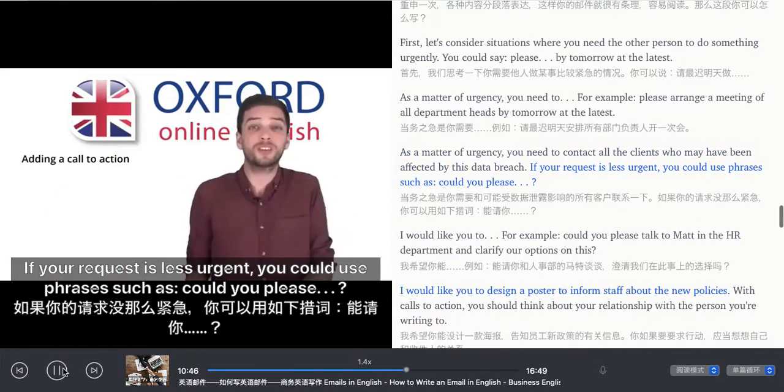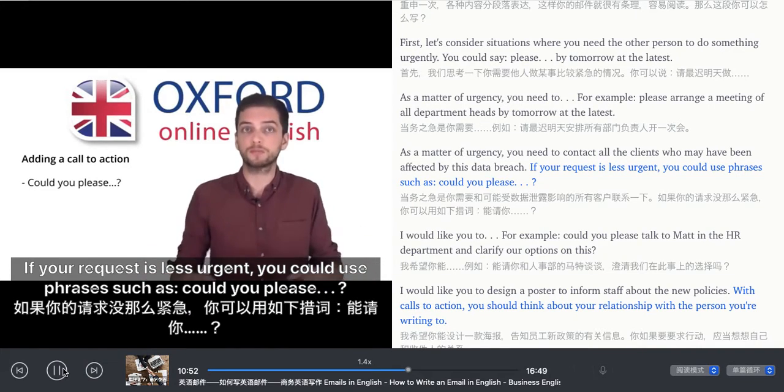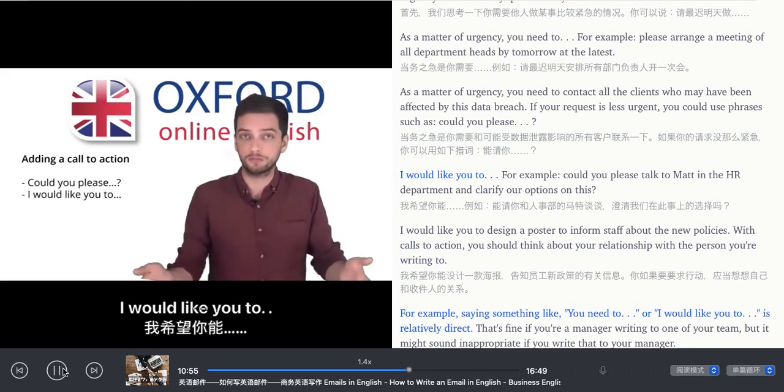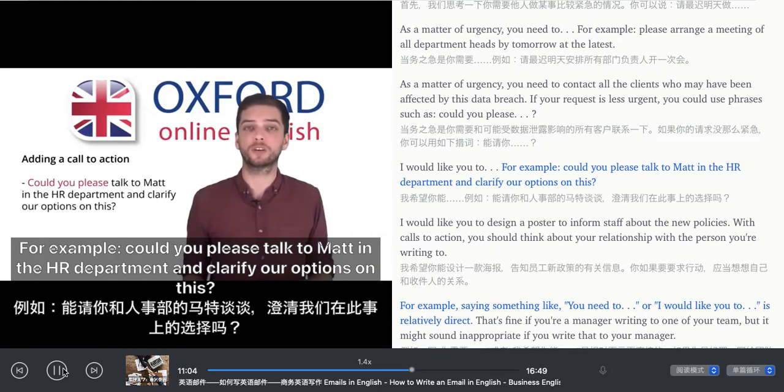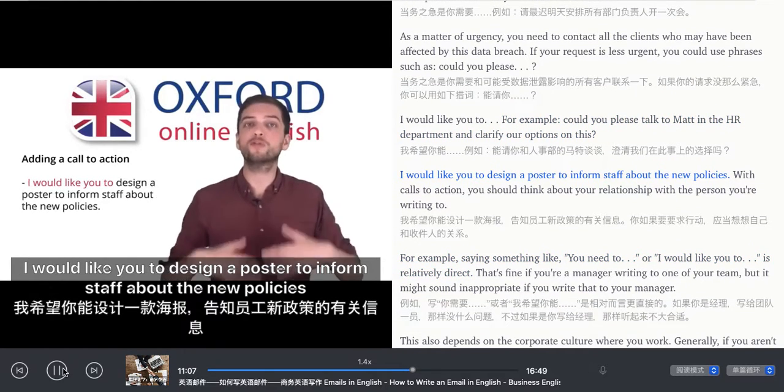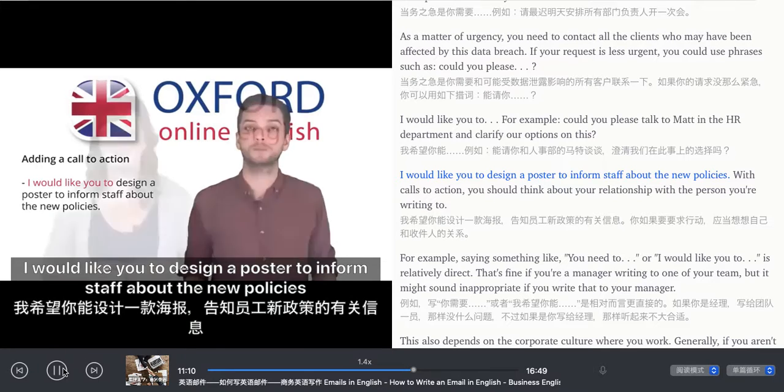If your request is less urgent, you could use a phrase such as, "Could you please?" Or, "I would like you to..." For example, "Could you please talk to Matt in the HR department and clarify our options on this?" "I would like you to design a poster to inform staff about the new policies."